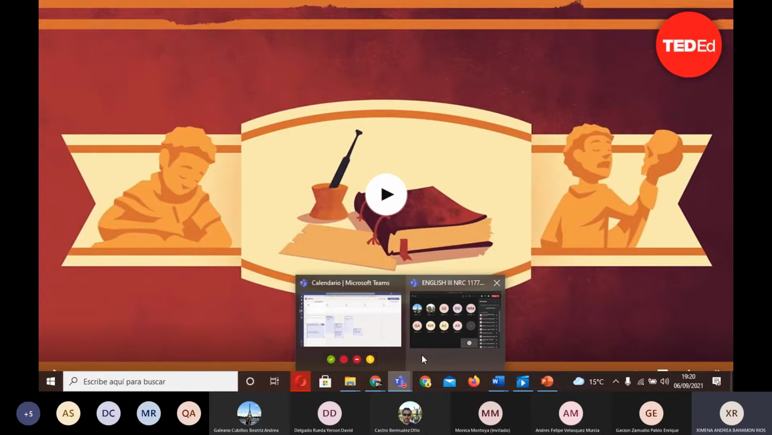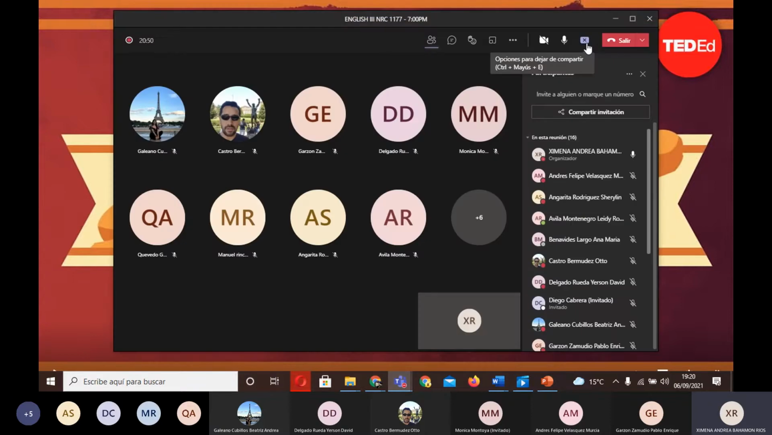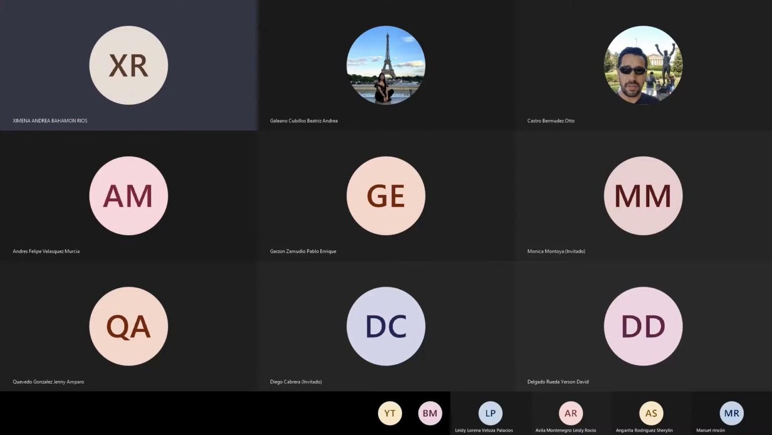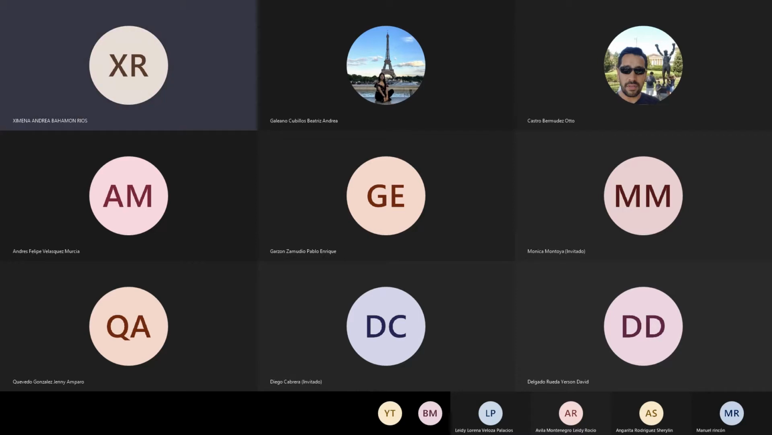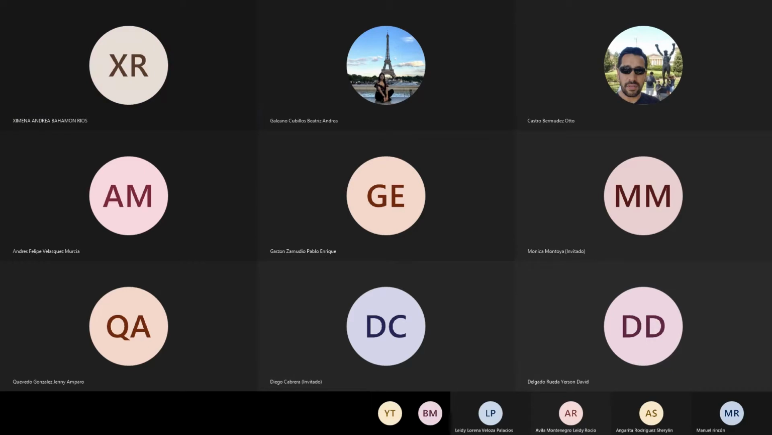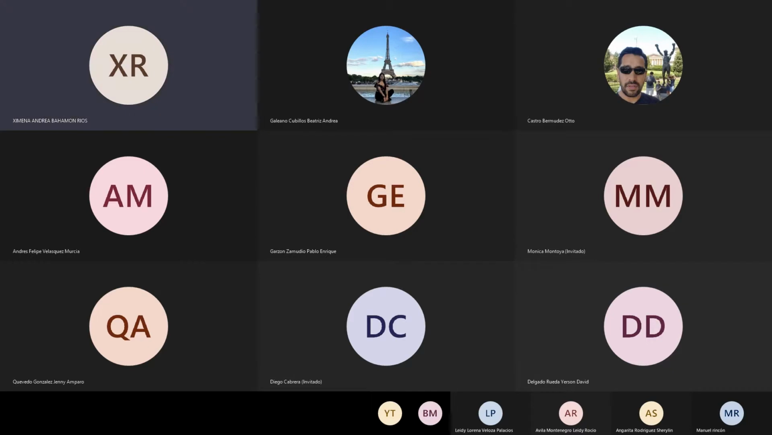Disculpen, me vuelvo y comparto aquí la pantalla para que nos incluya la parte de abajo también. So just give me a second, please. Sonido y pantalla. Okay, so just give me a second right there.